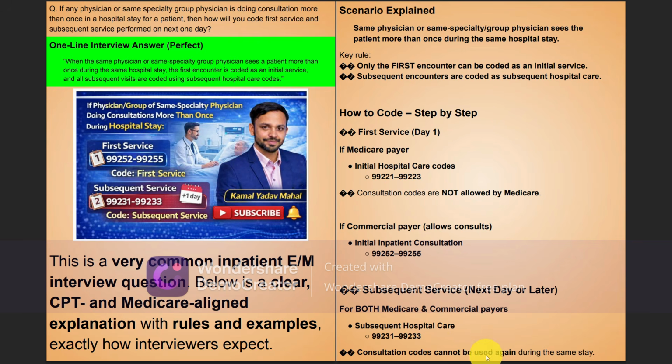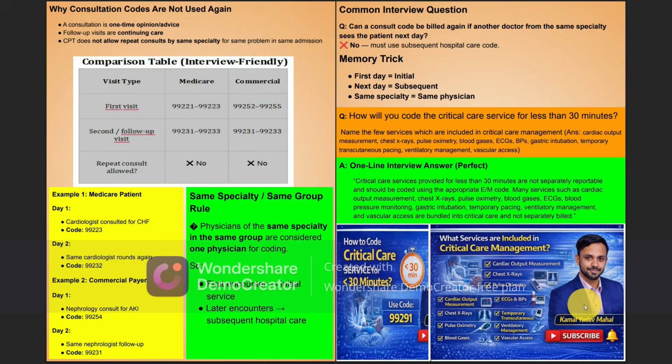Consultation code can't be used again during the same stay. Why are consultation codes not used again? A consultation is a one time opinion or advice. Follow up visits are continuing care. CPT does not allow a repeat consultation by the same specialty for the same problem in the same admission.